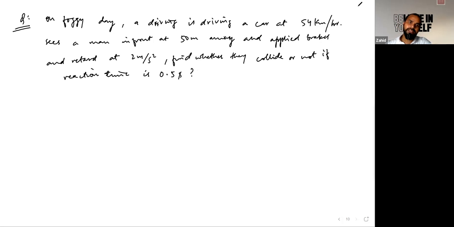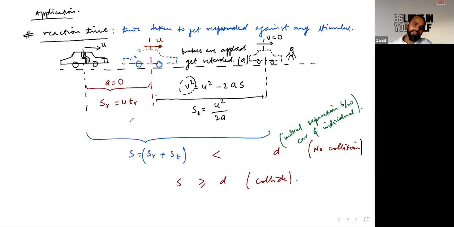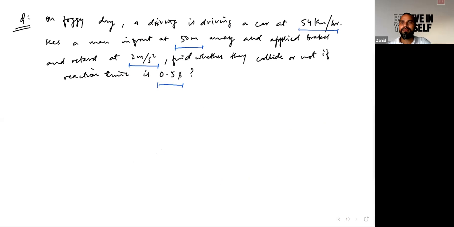So in this question, the initial separation is 50 meter, that is D. We have acceleration, meaning retardation. We have reaction time, and we have initial velocity. So by knowing all these values, put them in this equation to obtain S and compare S with D. First, convert this velocity into meter per second as it is given in kilometer per hour.